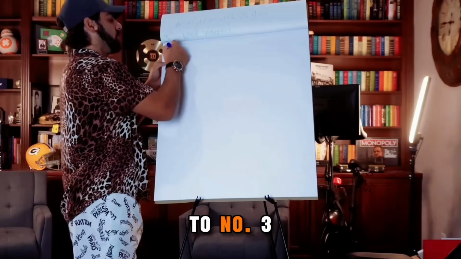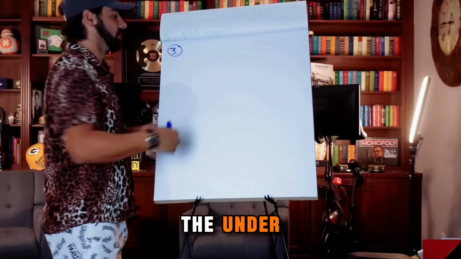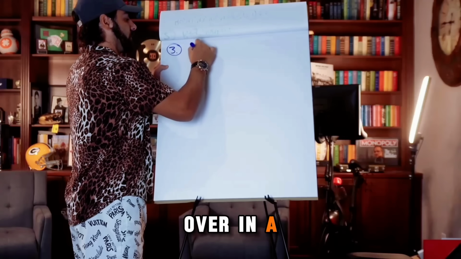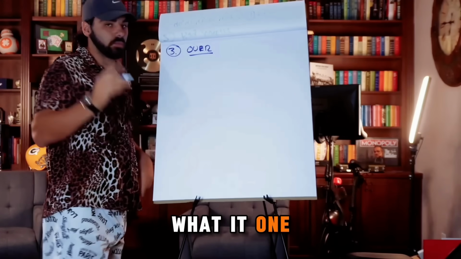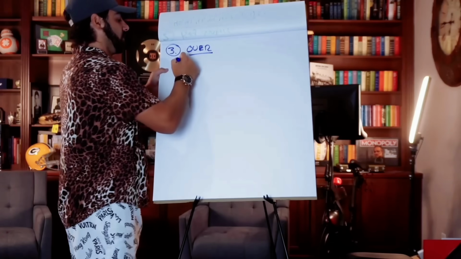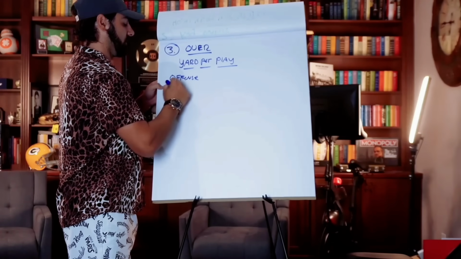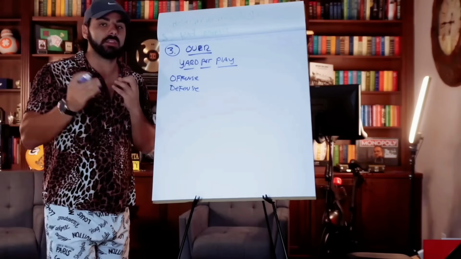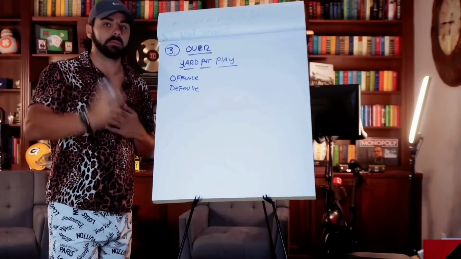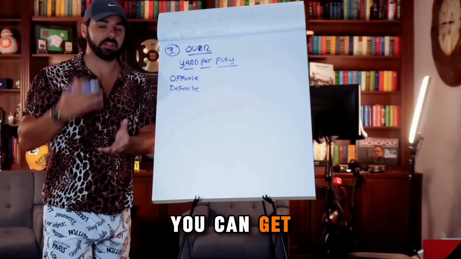Now, let's go ahead and get to number 3. This is very important too. We're going to use it for both the over and the under. So if you're looking at an over in a game, let's say you have everything that lines up for your over. One more thing that you need to look for is yards per play on the offensive side and the defensive side. Now, why is this and what does this mean? This means the ability for a team to create big plays, because big plays will run the score up, and that's where you can get your over at.